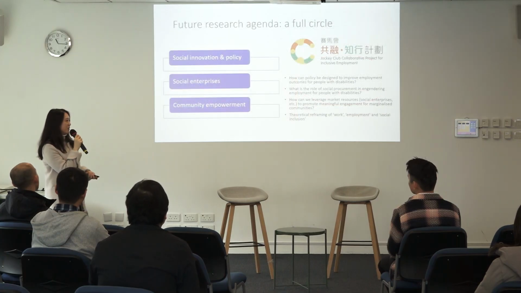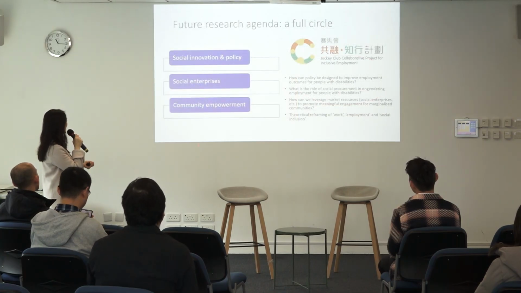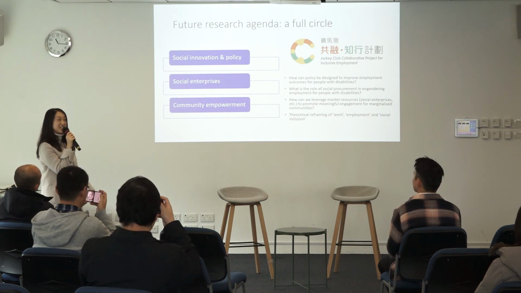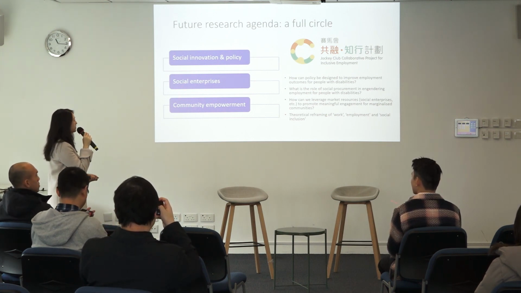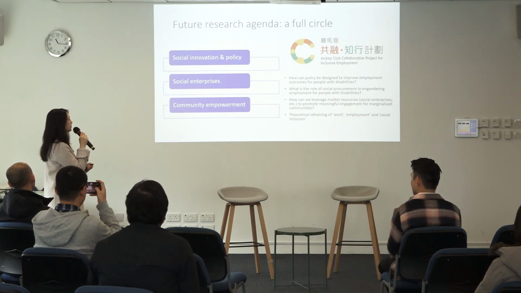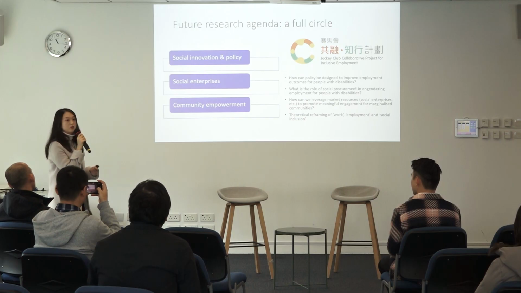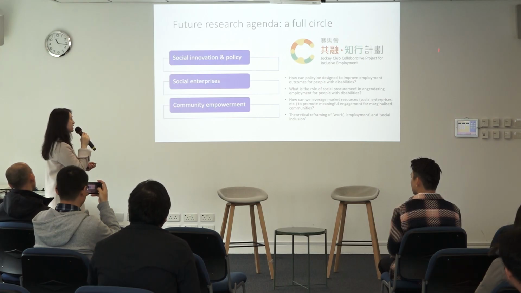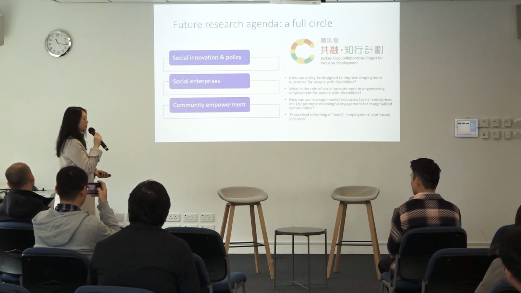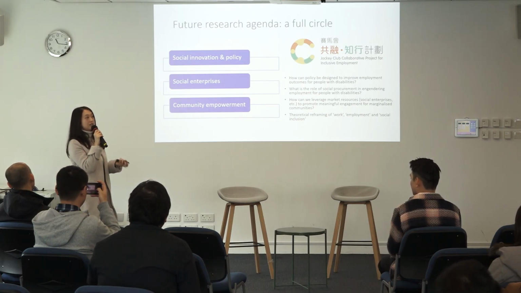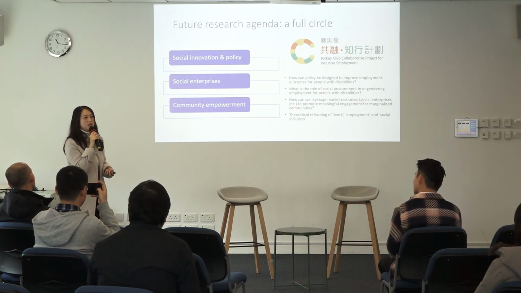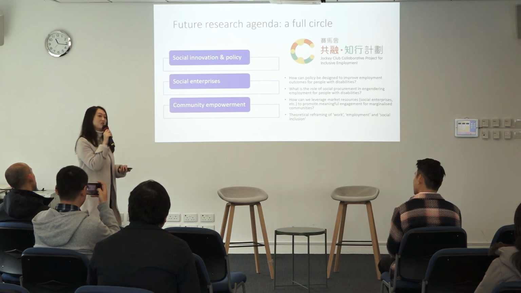Okay, so next steps, final slide. Remember at the beginning I said these were my three key areas. For the next step, another colleague and I are the co-PIs for the Jockey Club Collaborative Project for Inclusive Employment. It's phase 2, a three-year project, $50 million. One of the outputs that we're going to come up with is to establish standardized work capability assessment tools.